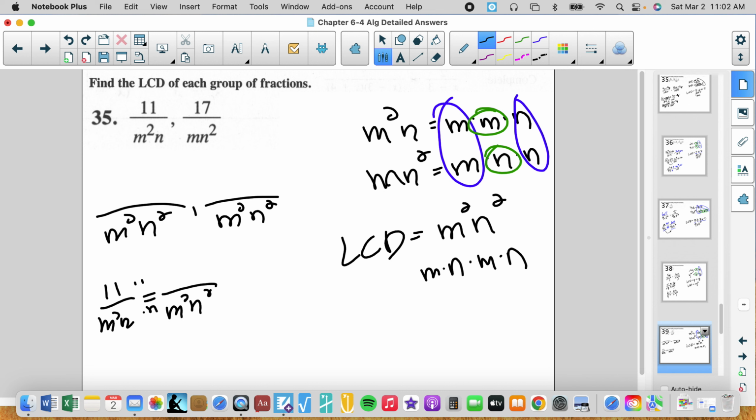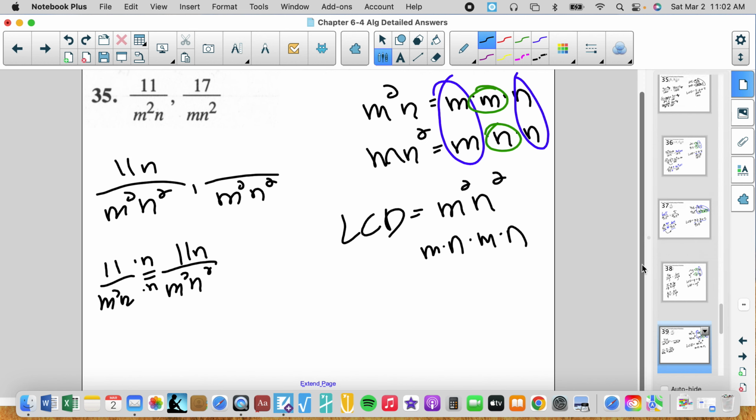Let's multiply by n. 11n. 17 over m n squared equals what over m squared n squared? We're going to multiply that by m, 17m.